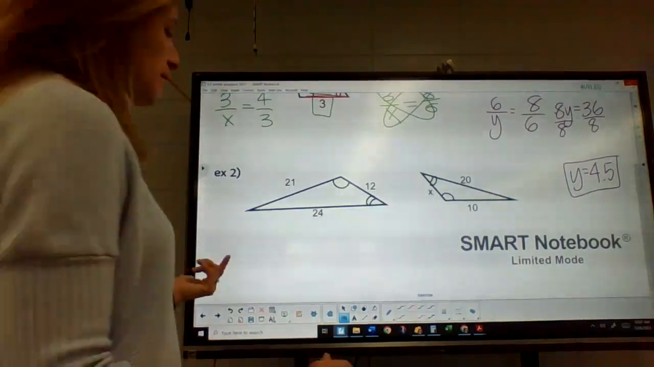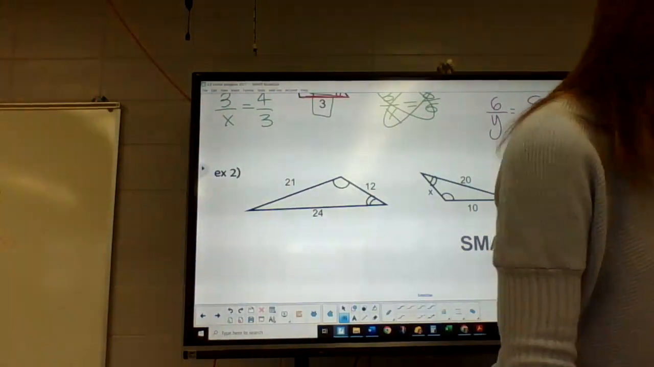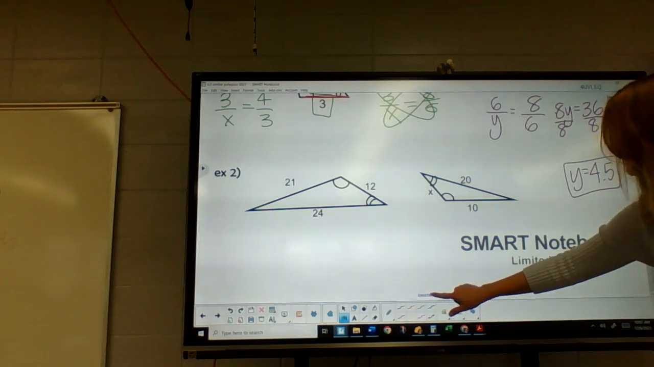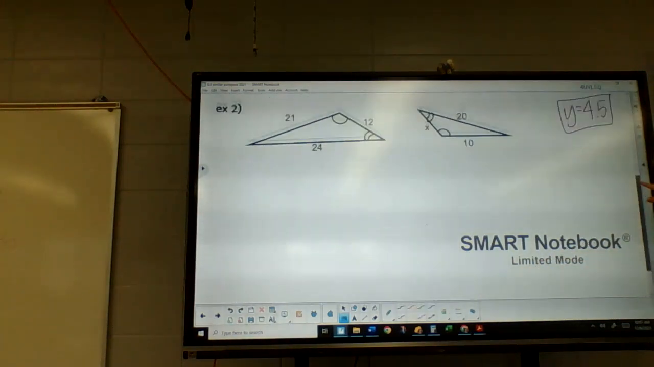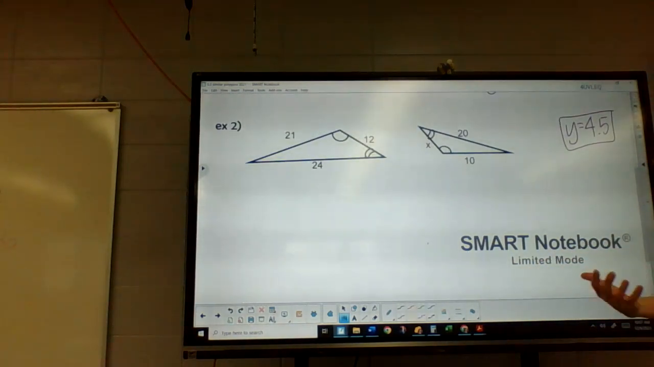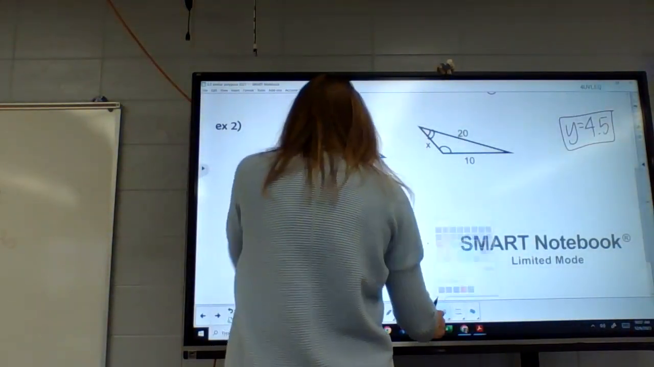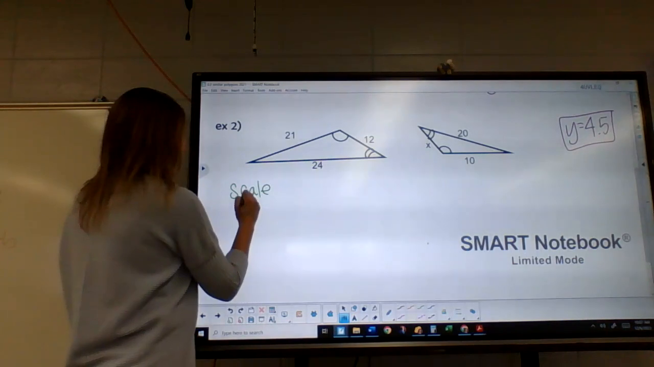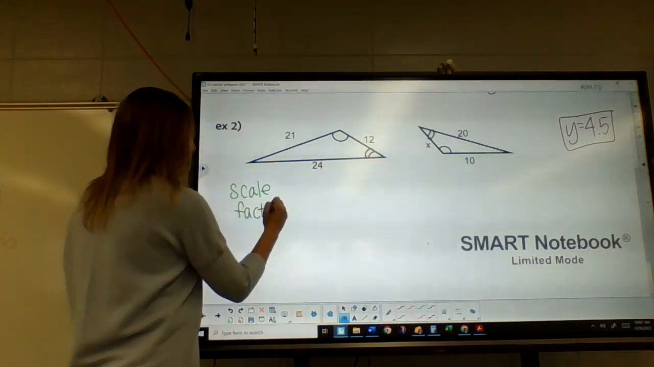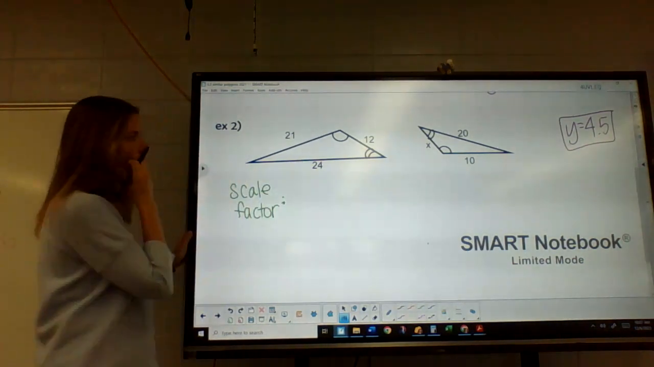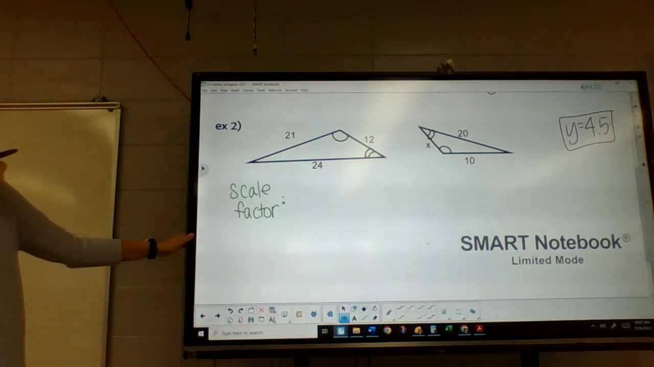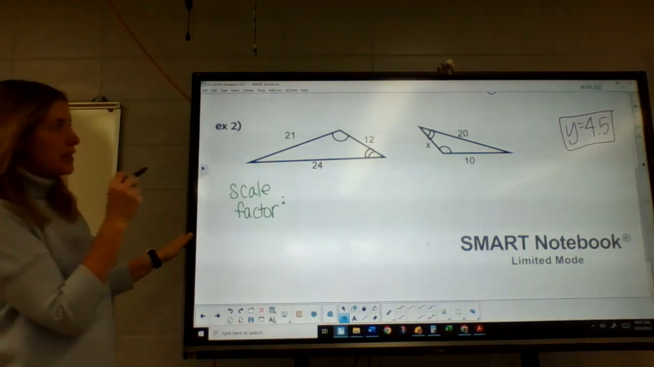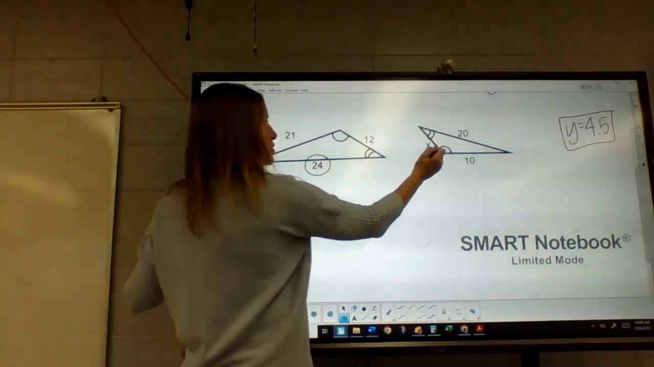And also to be able to find the value of x here. So in this case, first of all, with scale factor, you compare two sides that you know and then just simplify it. So for scale factor, if you did that, what two sides did you guys compare? 24 and 20. So 24 goes with 20. Do you agree with him?